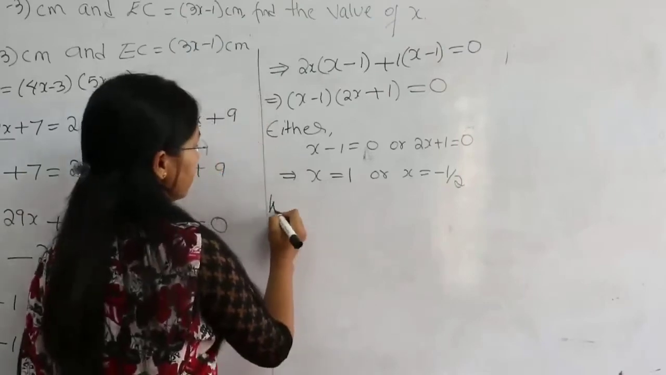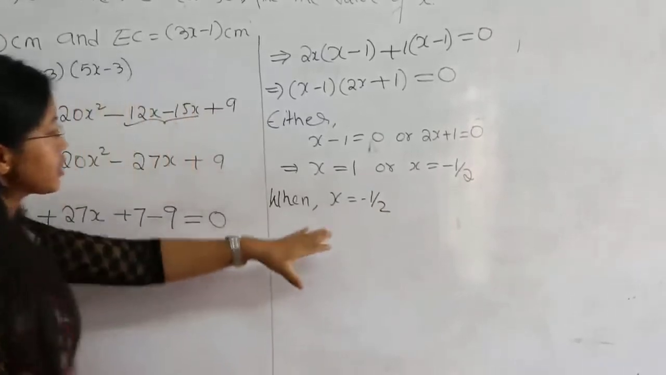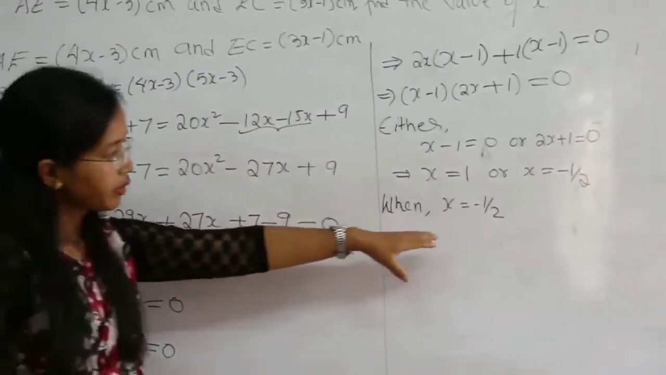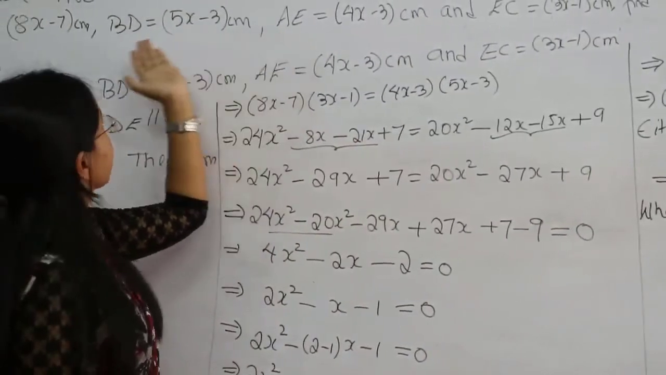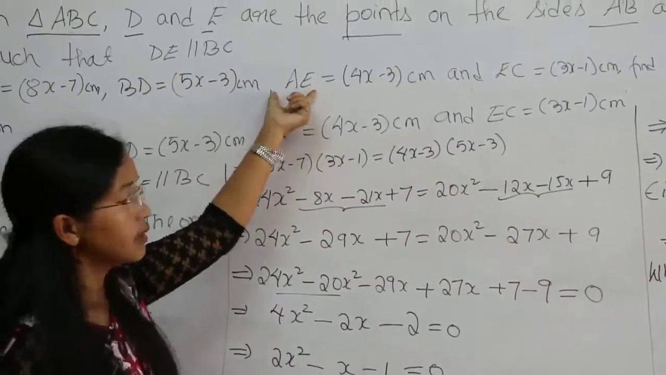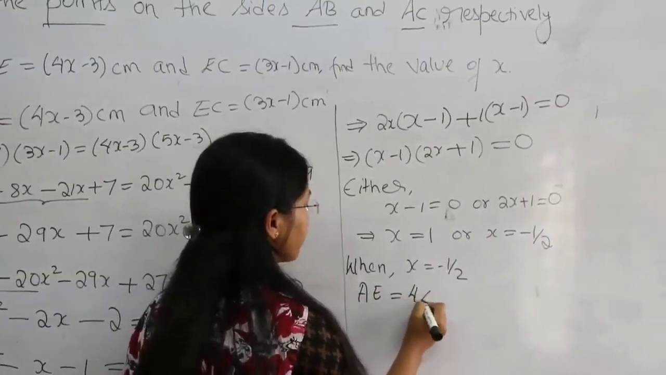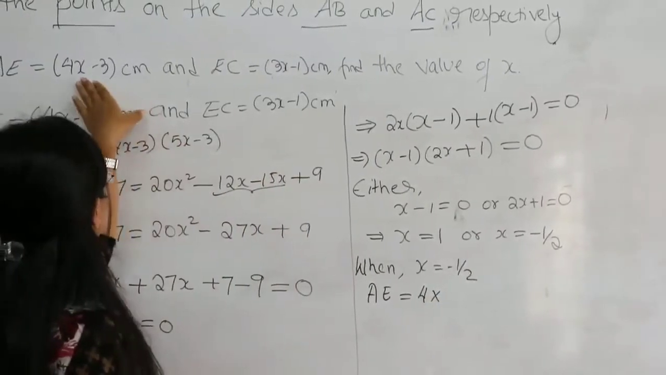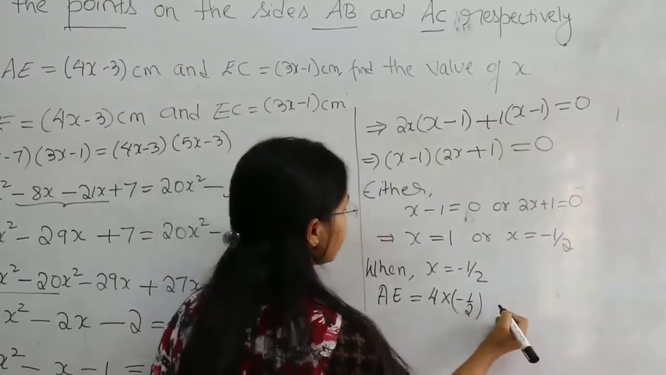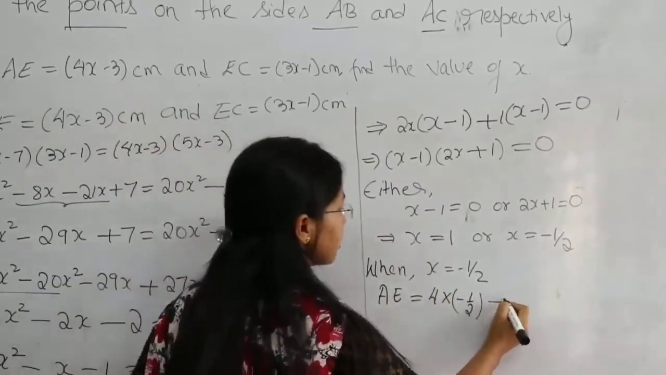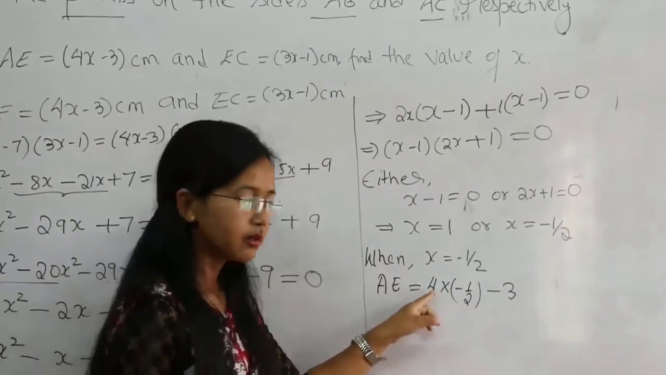Right? When x equal to minus 1 by 2, you replace your x equal to minus 1 by 2 in any of these lengths, right? You can take AE. What will we get AE? AE will change to 4 into, in place of x, put minus 1 by 2 and then we have minus 3. Alright, so here 2 and 4 will get cancelled.